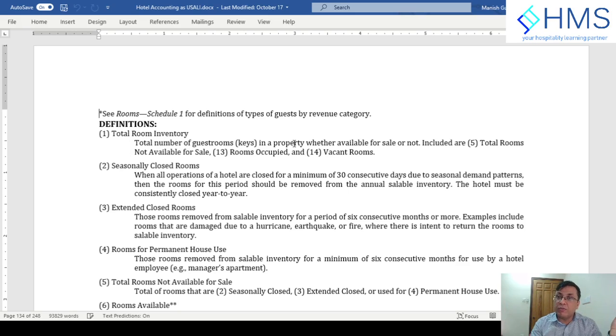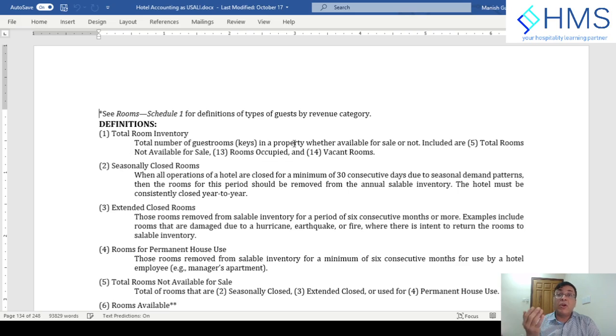You can say one room, but when you are comparing that with the inventory, that will not give you the right picture. So the normal operating statistics are considered in room nights. But to calculate the room nights, you need to know the number of rooms first, because then you just have to multiply by the number of days. So the total room inventory is counted whether it's available for sale or not available for sale.